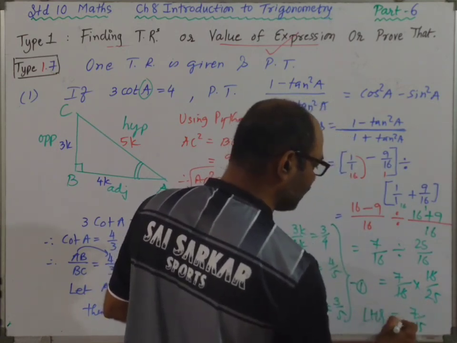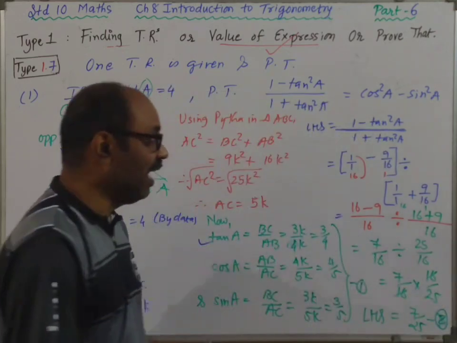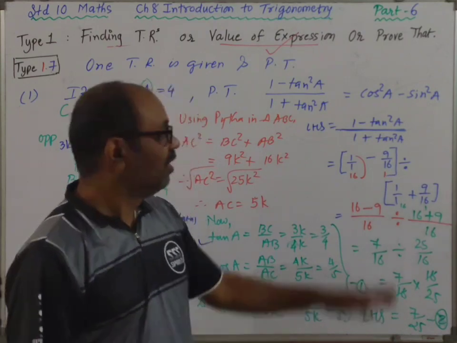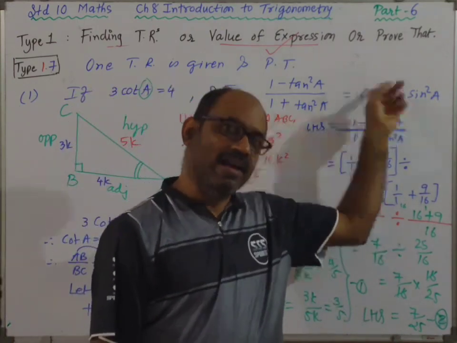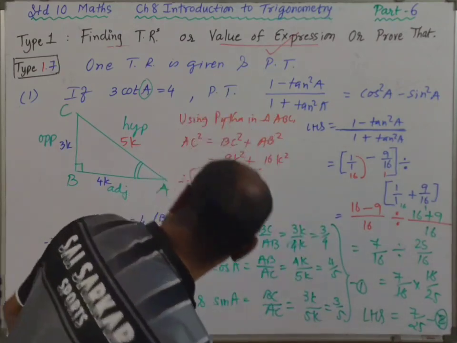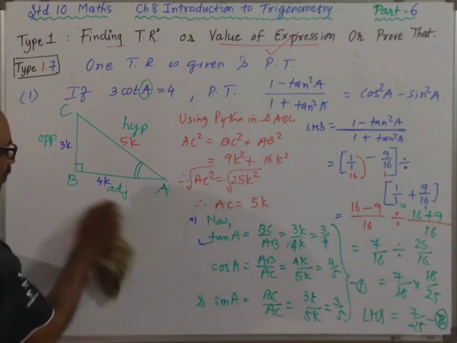This is the left hand side. Call it result number 2. So you got the left hand side. What is the value of this left hand side? 7 upon 25. Now let's pick up the right hand side and show that its value is also 7 upon 25. Alright. I'll pick up the right hand side here.